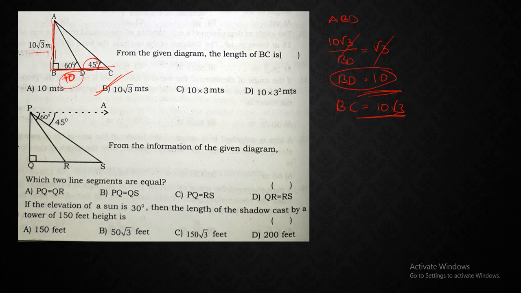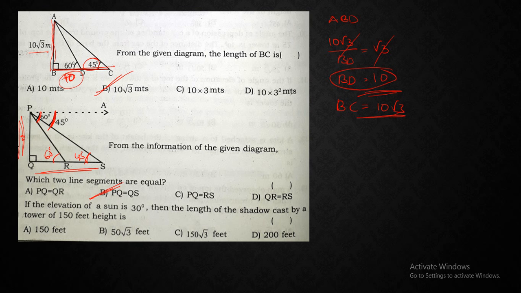Okay. Next, moving on to this question. So what has he given? This angle is 45. So if this angle is 45, then this angle is 45 degrees. And this whole angle is 60 degrees. That means this angle is 60 degrees by the alternate angles concept. Now what is the question? Which two line segments are equal? Since this is 45 degrees, that means this is 45 degrees. So clearly PQ will be equal to QS. So PQ is equal to QS.